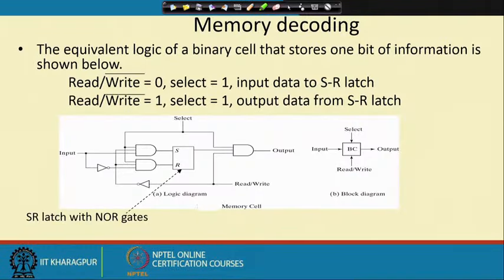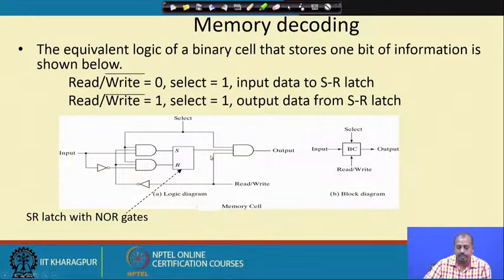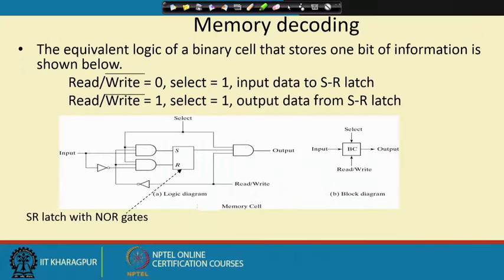The equivalent logic circuitry for a binary cell that stores 1 bit of information can be like this. As I said, this is just an equivalent circuitry, so actual RAM cells are not like that. I told you that individual SRAM cells require only 6 transistors, but here you see that I have put an SR flip flop.